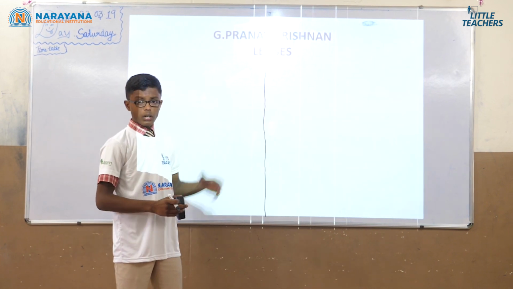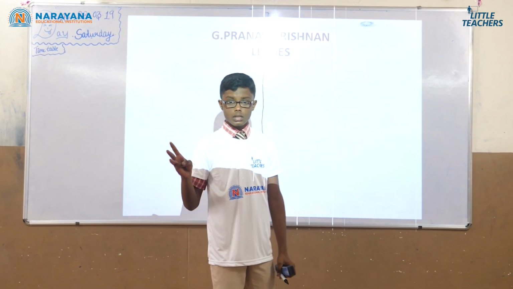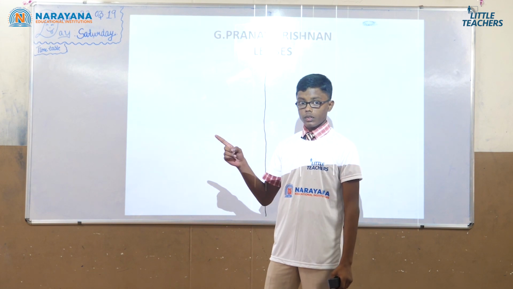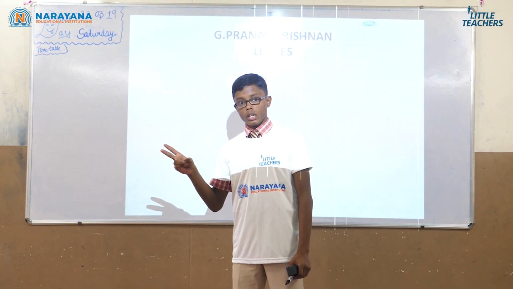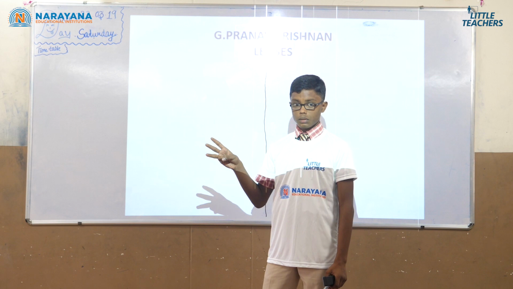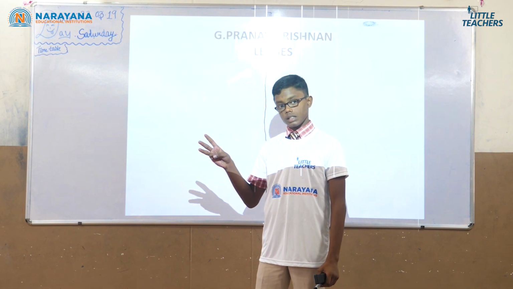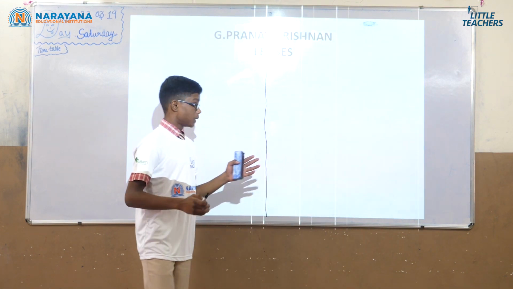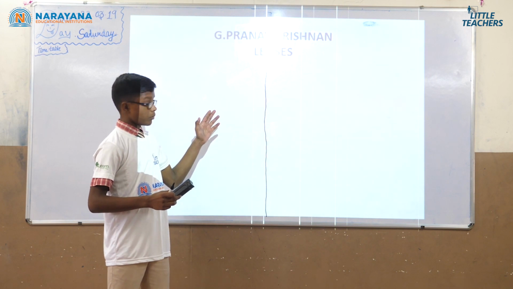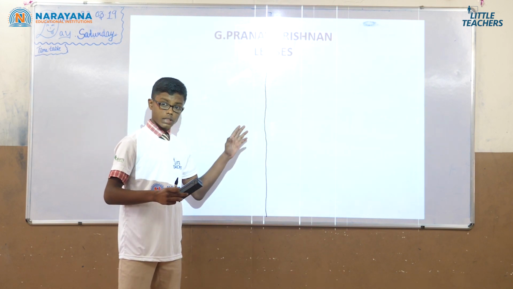In this topic, we are going to see three main subdivisions. Subdivision number 1, types of lenses. Subdivision number 2, terms related to lenses. Subdivision number 3, image formed by lenses. So let's look at the first subdivision, types of lenses. But before going into that, we must know what a lens is.